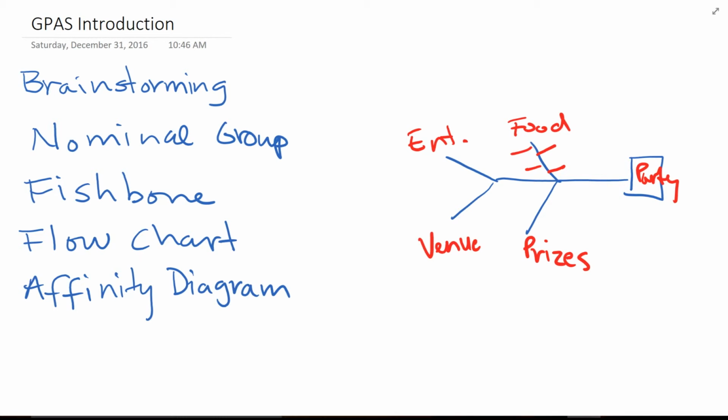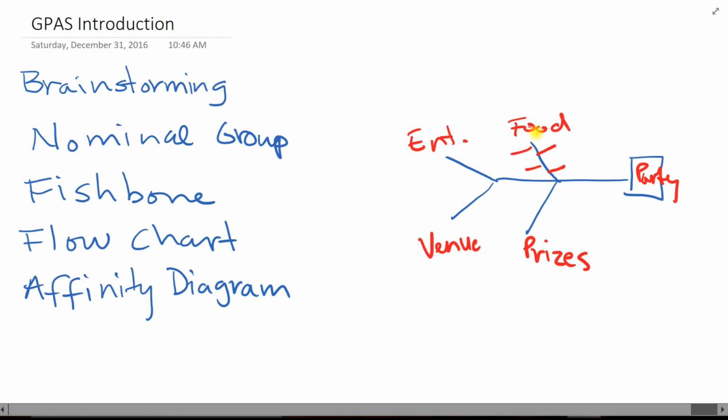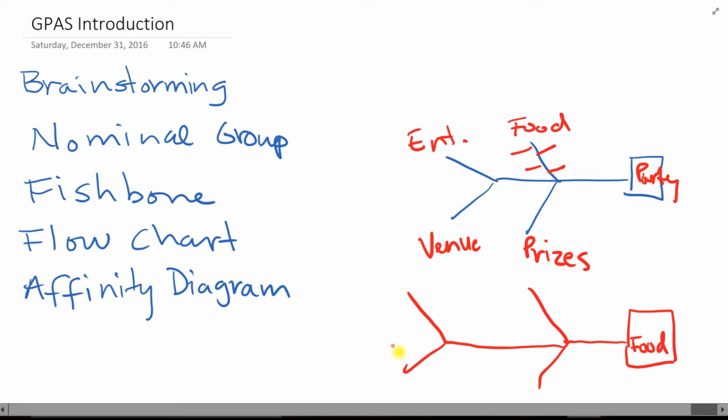The problem with a fishbone diagram is it clutters very quickly. So in the use of a fishbone diagram, typically, let's say food has a lot more ideas than we can possibly put on the fishbone diagram. We'll then create what's called a child diagram, and that has its own category of food, and then we'll have various aspects of food that we lay out in the diagram.